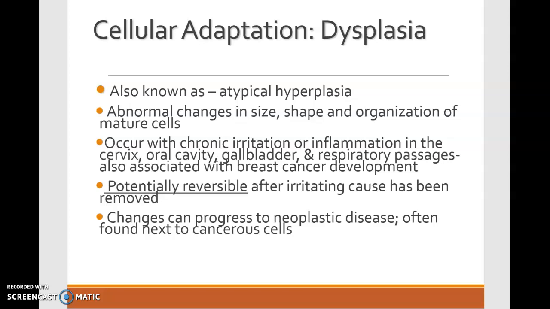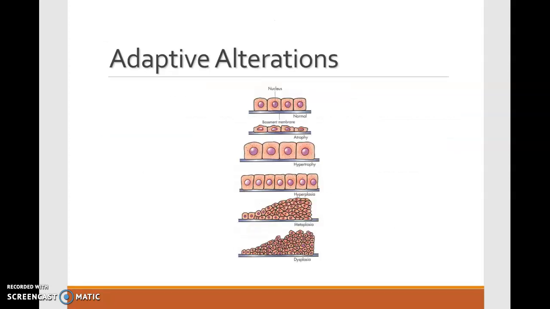Dysplasia. So this is also called atypical hyperplasia. These are abnormal changes in size, shape, organization of mature cells, potentially reversible, but commonly leads to neoplastic changes, right? These are really disoriented, disorganized, they are not on that basement membrane. Typically, they're all different sizes. The nuclei are super big, and it is dysfunctional adaptation. There you go. Well, technically it's not an adaptation. So another picture of the same ones.